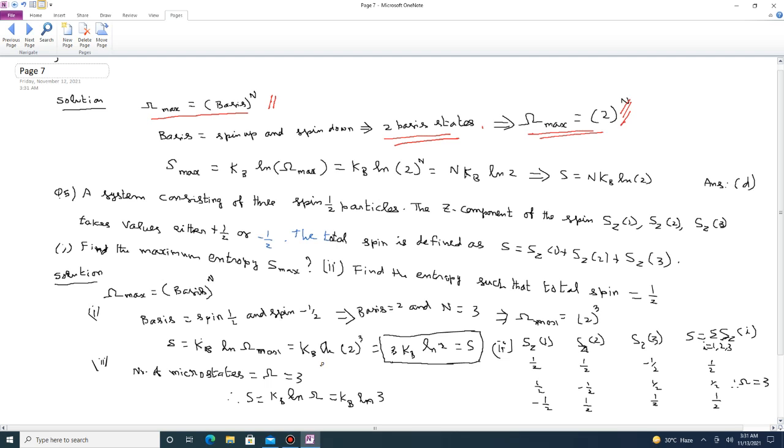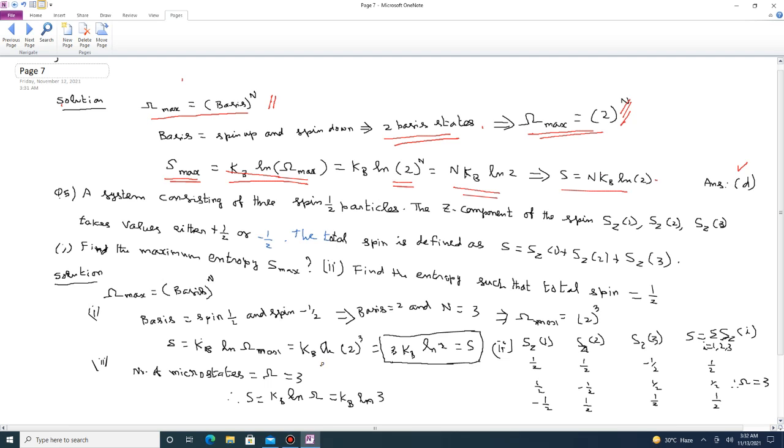So the maximum value of the entropy, S maximum, is equal to Kb logarithm of omega maximum. Substitute for omega maximum: omega maximum is 2 power n. Logarithm of 2 power n is n Kb logarithm of 2. So S is equal to n Kb times logarithm of 2. So option D is the correct one. This is the correct option.